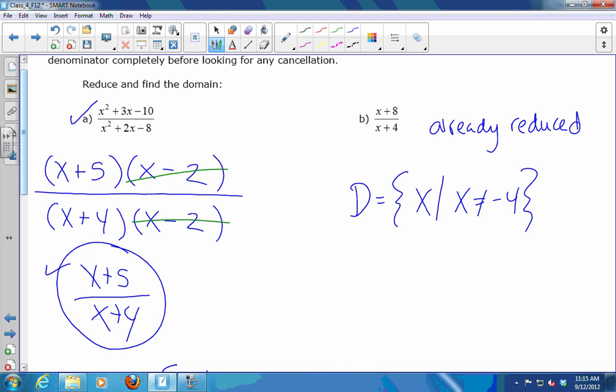Correct, but yes, after I've reduced it. But this is the expression they asked me about. They want me to find the domain of this guy. And if I try to plug a 2 in here, plug a 2 into x squared plus 2x minus 8, you get 0. Yes, you got it.